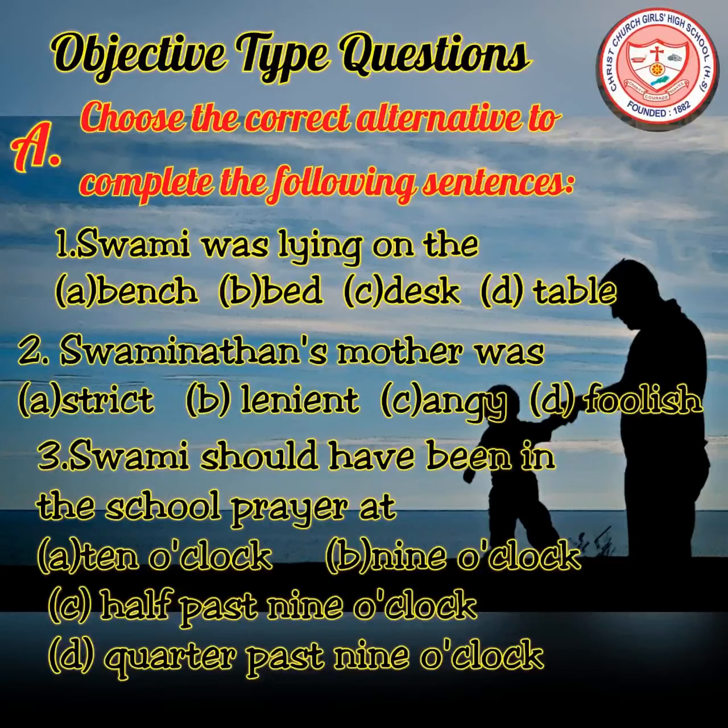2. Swaminathan's mother was: A. strict, B. lenient, C. angry, and D. foolish. Number 3. Swami should have been in school prayer at: A. 10 o'clock, B. 9 o'clock, C. 9:30 o'clock, and D. 9:15 o'clock.